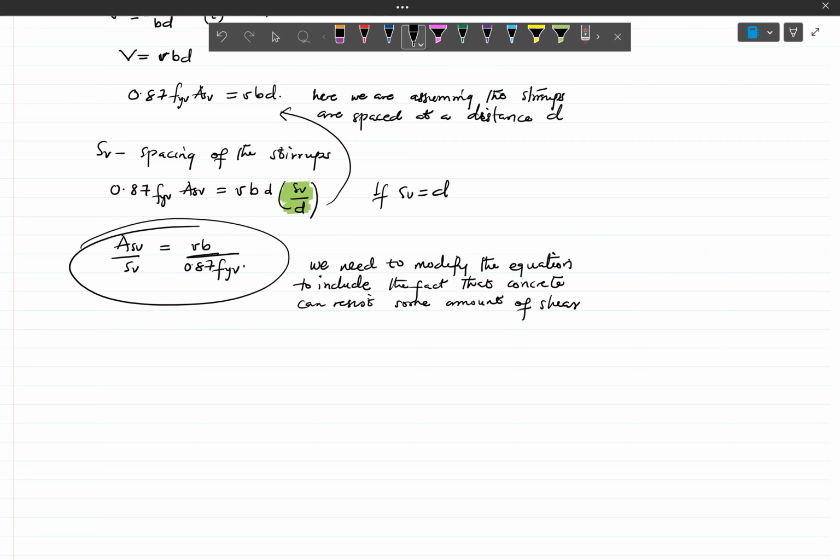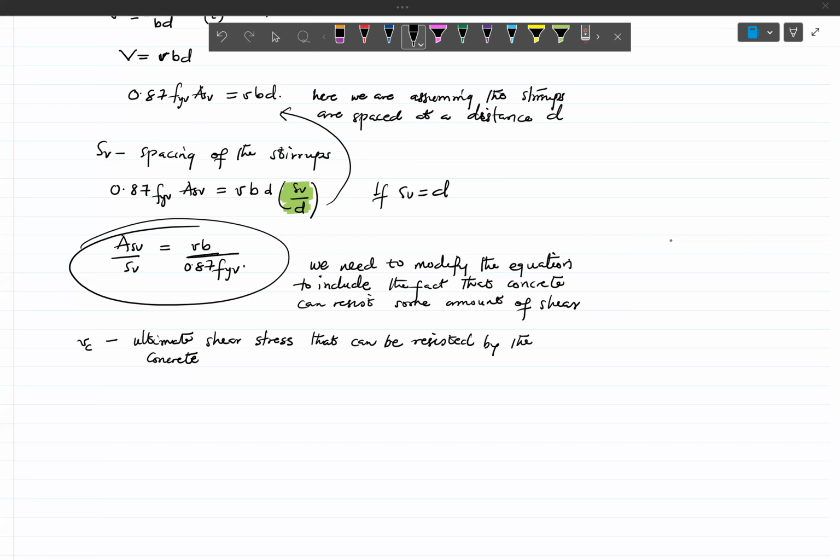Otherwise, we'll have an over conservative design, which will not be advised. So let's have a new parameter, small letter vc. Let's call it the ultimate shear stress. Small letter vc becomes the ultimate shear stress that can be resisted by the concrete.